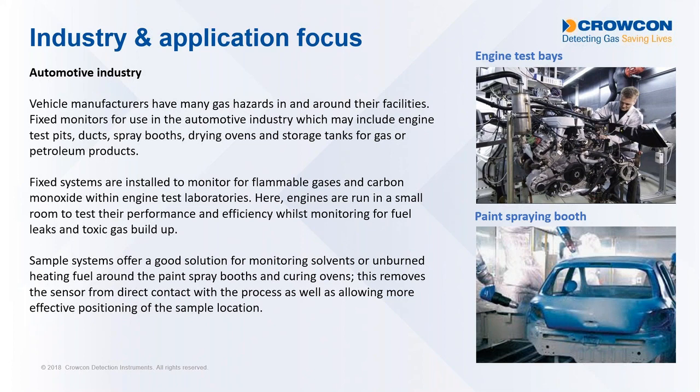So the sample system provides a very good solution for monitoring the solvents or the unburned heating fuel around the paint spray booths and the ovens. So this removes the sensor from direct contact with the process as well. There's obviously a lot of contaminants that can be drawn through from this particular application. So by doing this, we're making a very effective position of where the sample line will fit and ensuring we're going to be providing a clean, accurate sample to the gas detector to ensure the safety of anyone in or around this particular area.